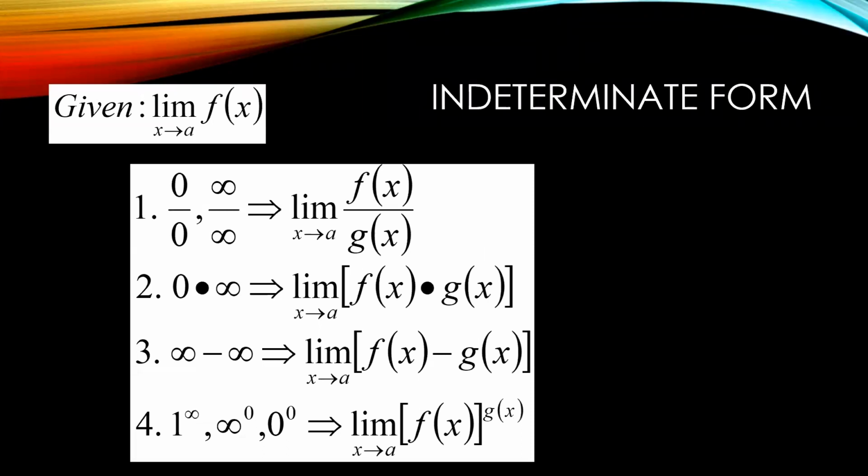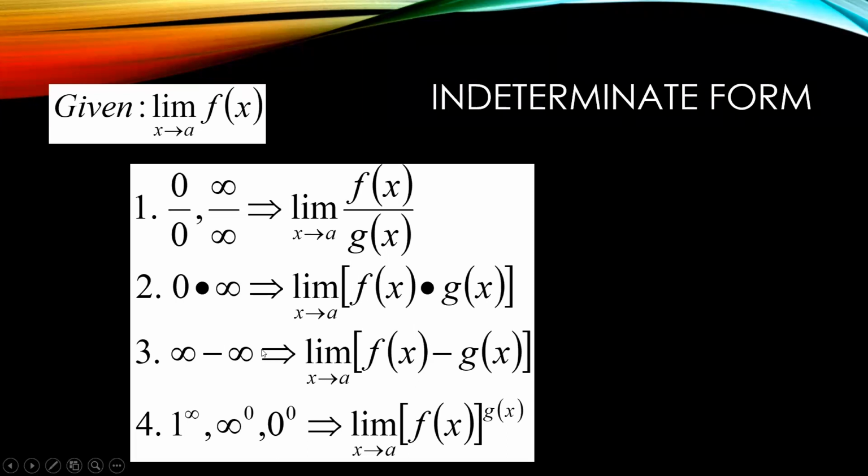But how do we evaluate the indeterminates? First, it's important to know what cases there are, or what cases they fall under. Look at number 1. This is what you call the first case, wherein you have either 0 over 0 or infinity over infinity. Case number 2, it's a product of 0 times infinity. Number 3, since you don't know what infinity is, if you subtract infinity from infinity, it is indeterminate.